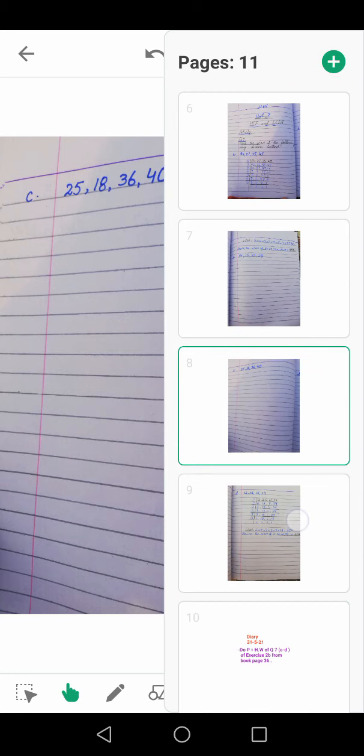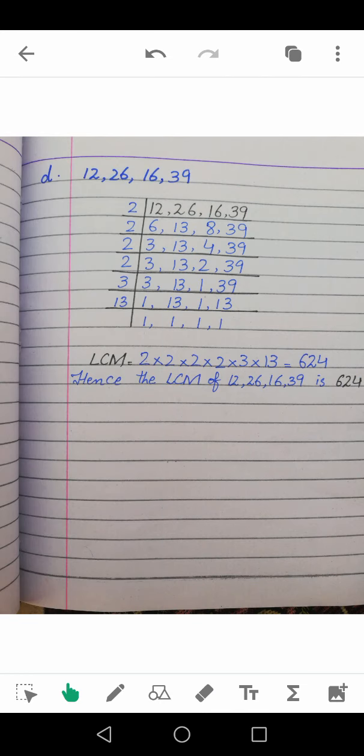I have solved one more part for you, part D, so that you can easily understand. Part D is 12, 26, 16 and 39. Again, first of all we will write it horizontally, separating them with commas. Then we will take the smallest prime number. 2 6s are 12, 2 13s are 26, 2 8s are 16 and 39 is not divisible by 2, so we will write it as it is. Again 2 3s are 6, 13 is not divisible by 2, 2 4s are 8 and 39. 3 13, 2 2s are 4.